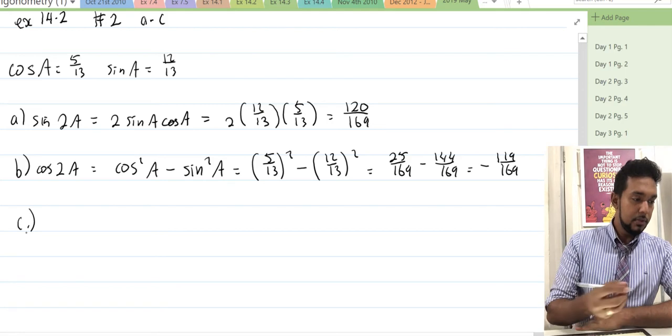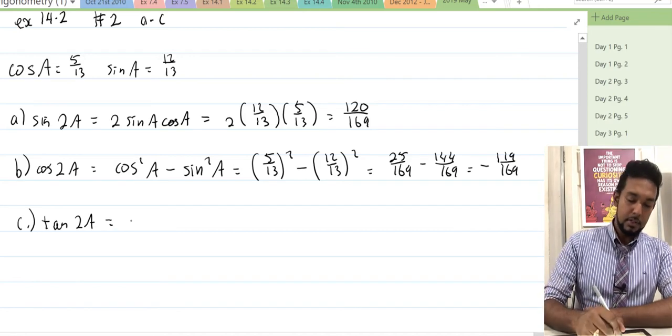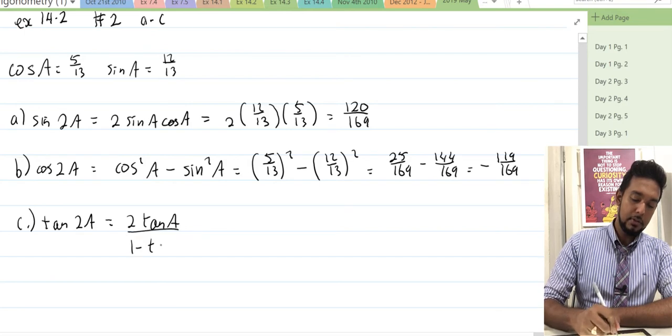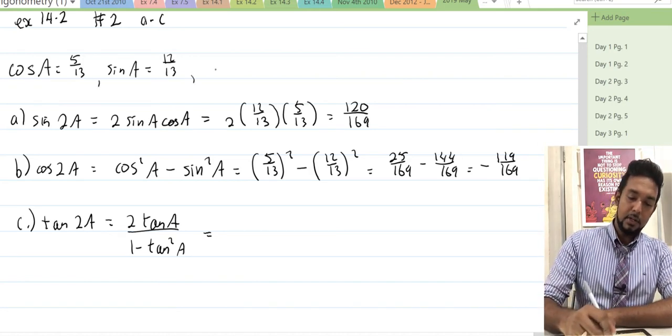Part C now is just simply tan 2A, right? Tan 2A is simply equal to 2 tan A all over 1 minus tan squared A. All right, so we didn't work out tan A, so we can work that out up here, right? So tan A is equal to sine over cosine.